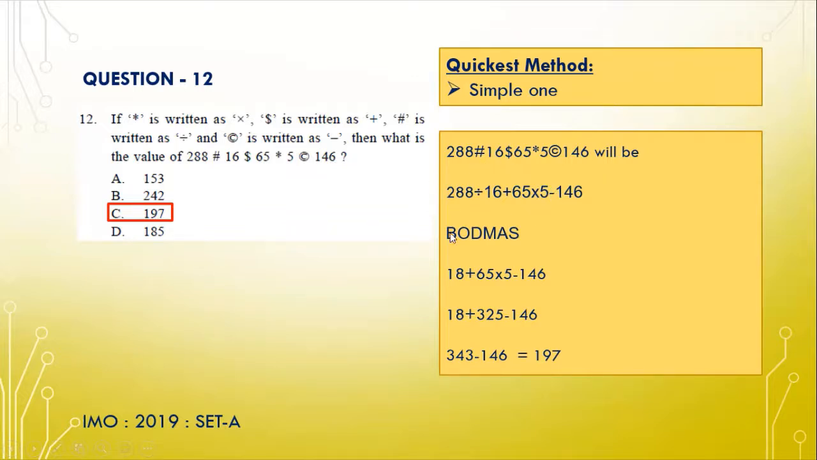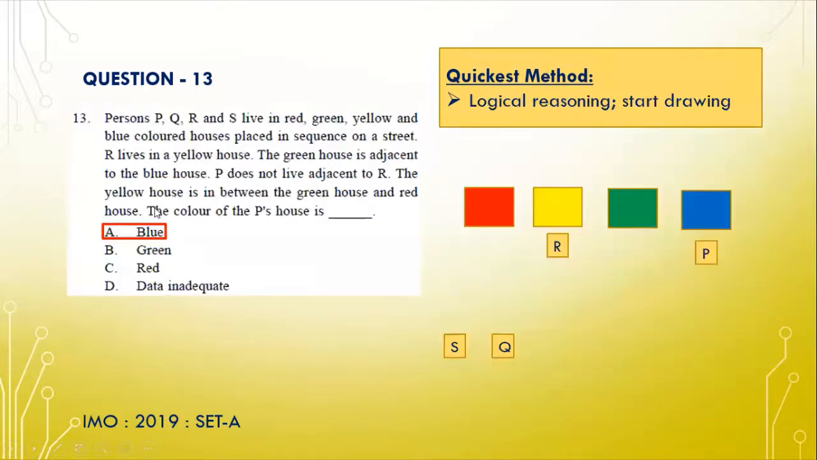Apply BODMAS: bracket, order, division, multiplication, addition, subtraction. There is no bracket and no order, which is raised to. So then it is division. 288 divided by 16 is 18. So 18 plus 65 into 5 minus 146. Then multiplication: 65 into 5 is 325. Then addition: 325 plus 18 is 343. And then subtraction: 343 minus 146 is 197. So 197 is the correct option.